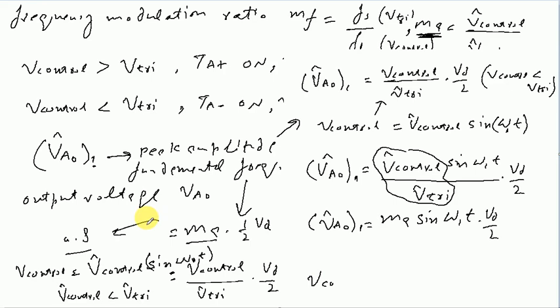I just made a mistake here. This term, the peak amplitude of the fundamental frequency of the output voltage, is represented by V A0, that is equal to this term, the average output voltage, and we don't have this hat sign in all of these. For the final equation that we will have for the peak amplitude of the fundamental frequency of the output voltage, we now will have this term V with the hat sign.